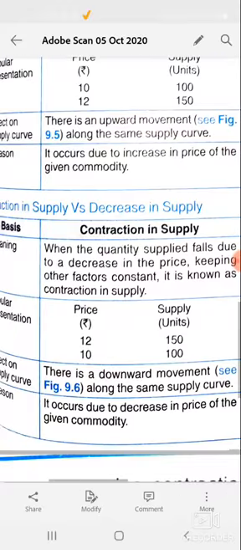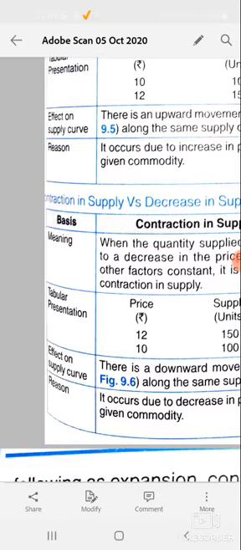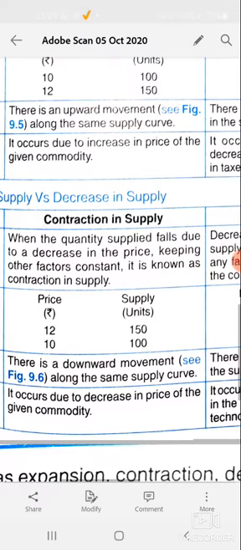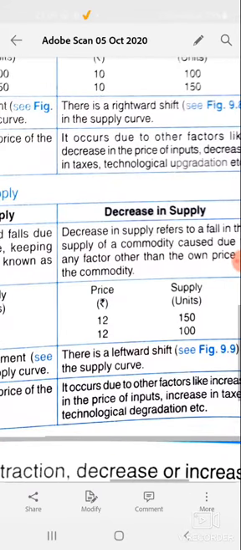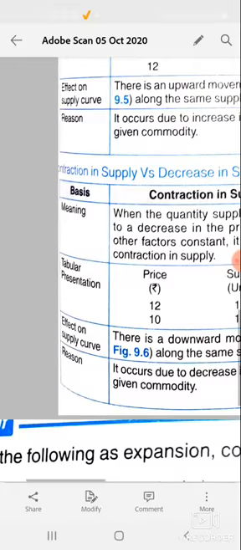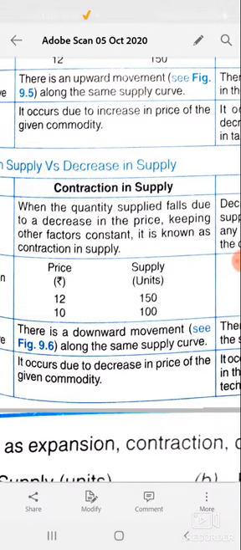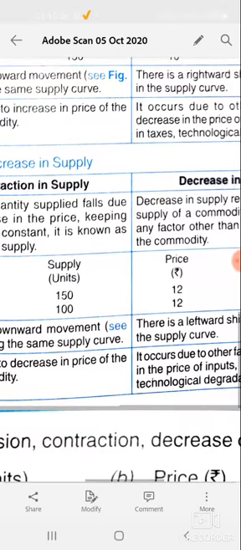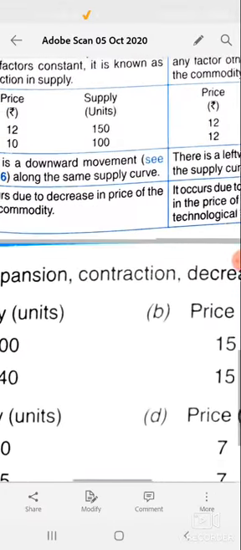Now, effect on the supply curve. In this case, the supply curve moves downward along the same supply curve, but in decrease in supply, the supply curve shifts toward the left-hand side. Contraction occurs due to a change in the price of the given commodity. If the price falls, then contraction takes place, and if price is constant and other factors change but the supply falls, then it is called a decrease in supply.